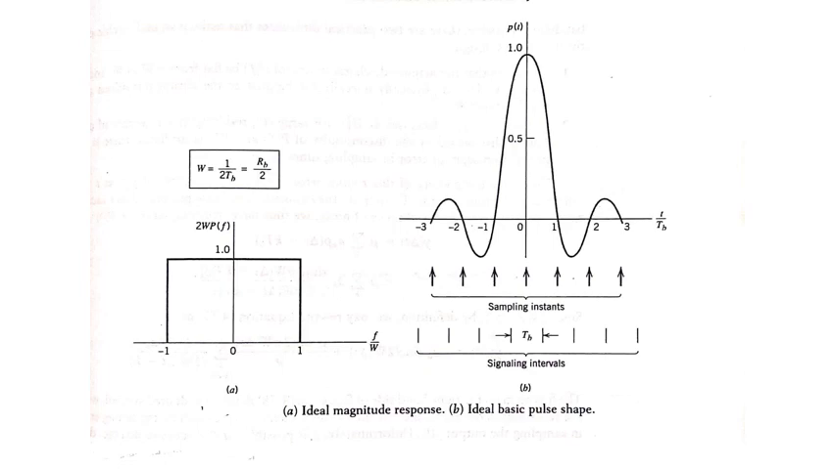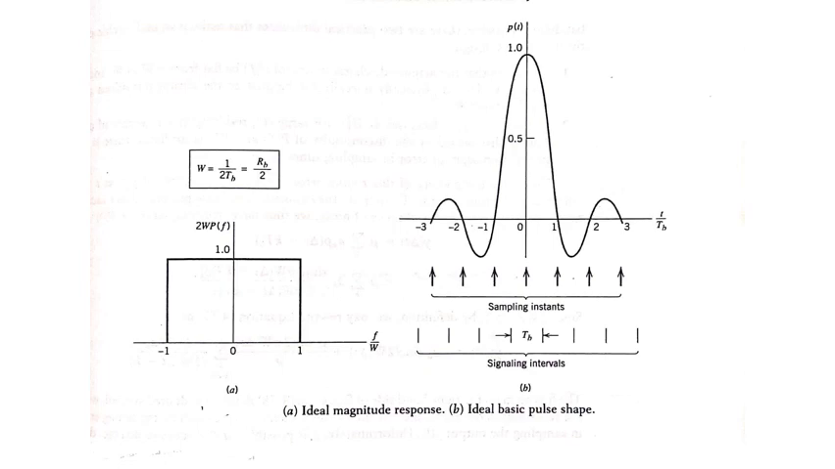Now the function p(t) has its peak value at the origin and goes through 0 at the integer multiples of the bit duration T_B. Now it is apparent that if the received waveform y(t) is sampled at the instances t equal to 0, plus or minus T_B, plus or minus 2T_B, etc., then the pulses are defined by some arbitrary amplitude and the index 0, plus or minus 1, plus or minus 2, etc., and they will not interfere with each other. So this condition is illustrated in this figure.